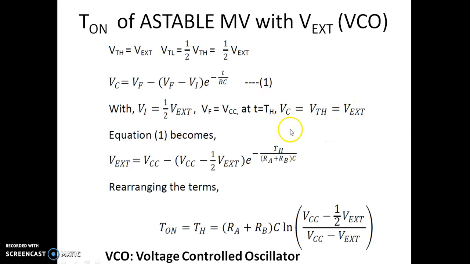By substituting all these parameters, we'll get the on time as this expression, that is (Ra plus Rb) into C, the time constant, multiplied by this constant term here. You can see there is a V external term coming here. Since V external is a part of the on time, in this particular circuit, by applying an external voltage at VTH, we can change the on time by changing the V external. So that's why it is called a voltage controlled oscillator.